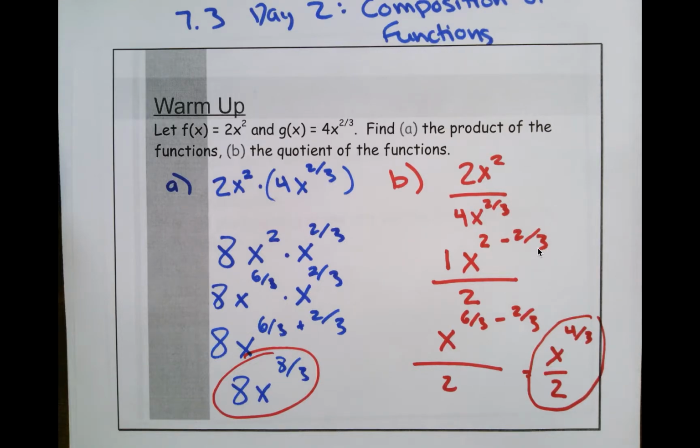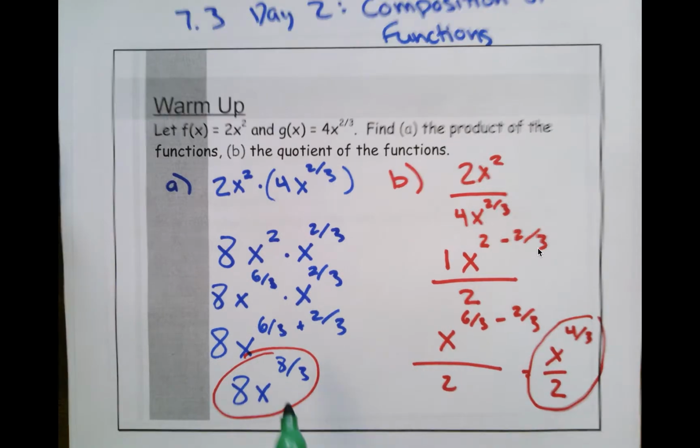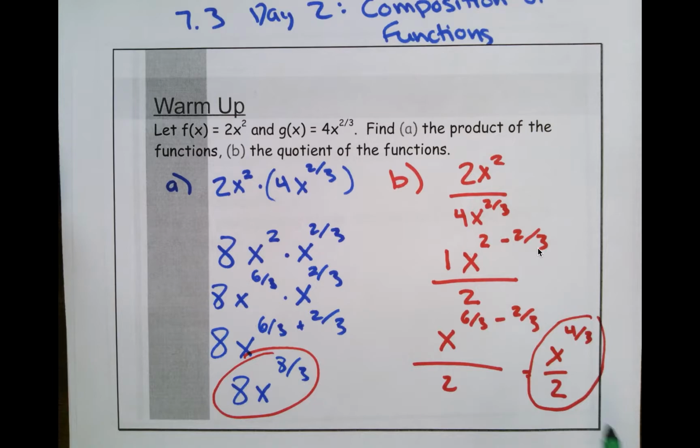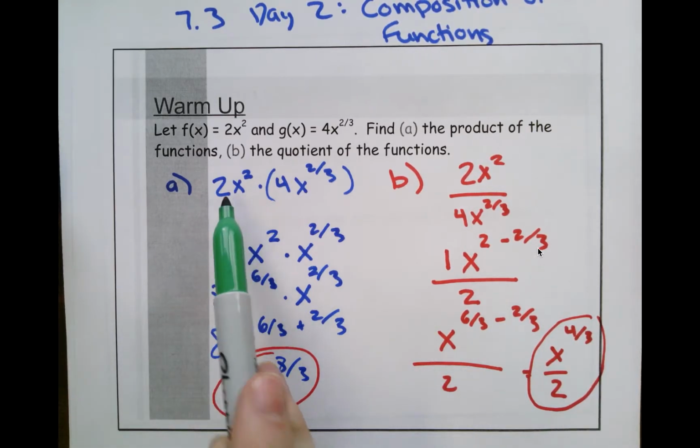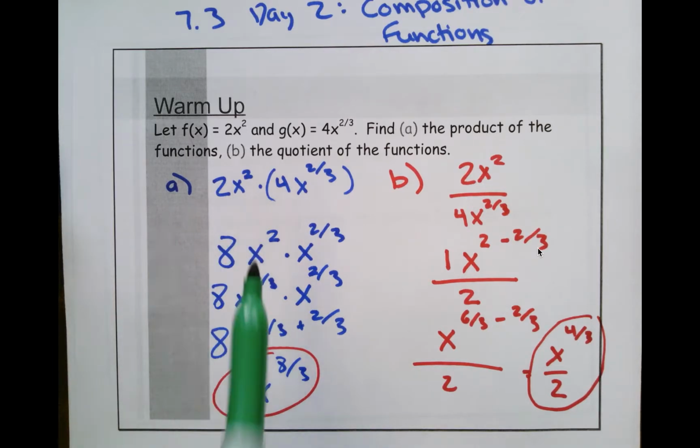Alright, so here are our answers to the do now. For part A, with the product, we have 8x to the 8/3, and for part B, we have x to the 4/3 over 2. Now, quickly, if we take a look at A and B, A is relatively straightforward.